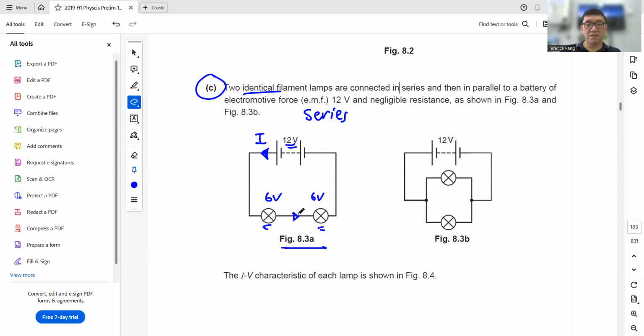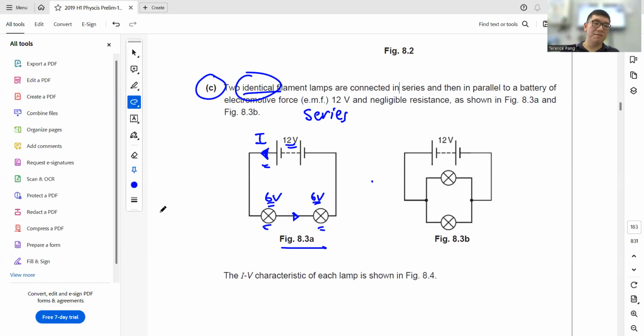So these are things that you will need to take note of. Can you see the screen? So I will be the same for the two of them, and the two of them will have the same potential difference because they are in series and they are identical.